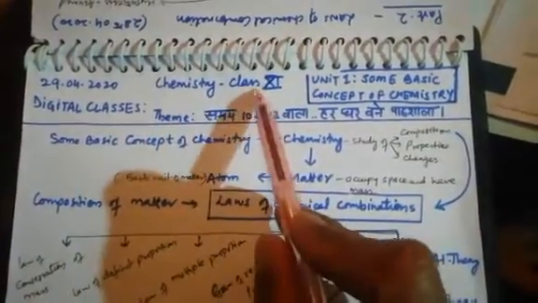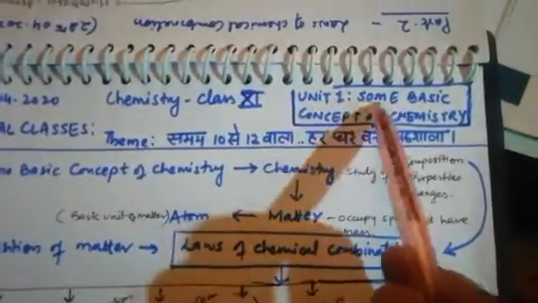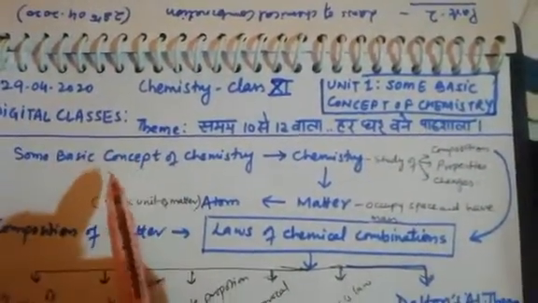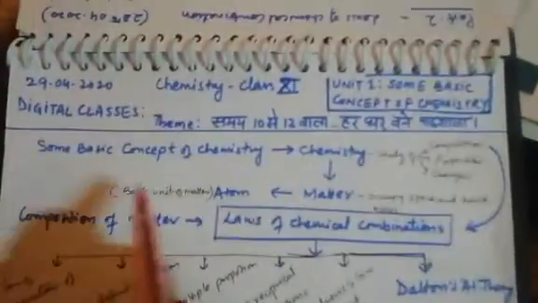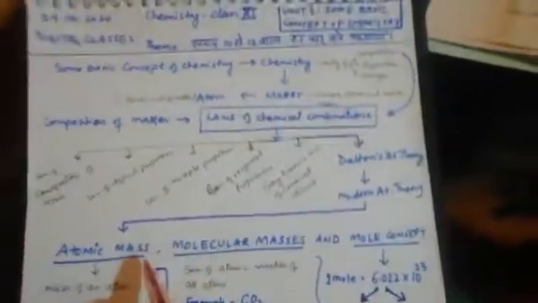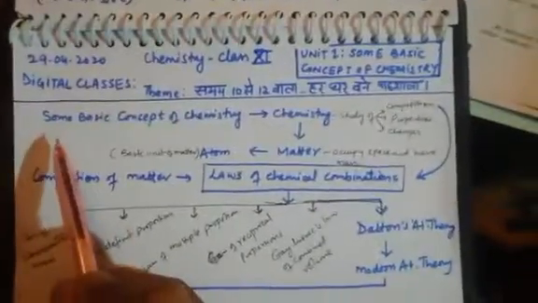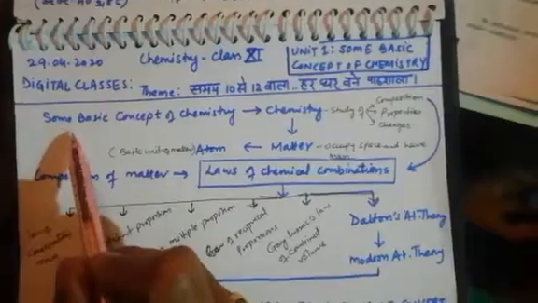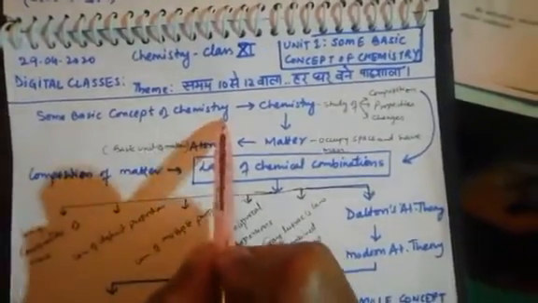This is chemistry period, class plus one, as we are doing unit 1, some basic concepts of chemistry. And today, on 29th April, I am going to teach you a new topic, that is atomic mass, molecular mass and mole concept. So before starting this topic, let's recapitulate once again, a quick recap about this unit. We have started the chapter Some Basic Concepts of Chemistry.